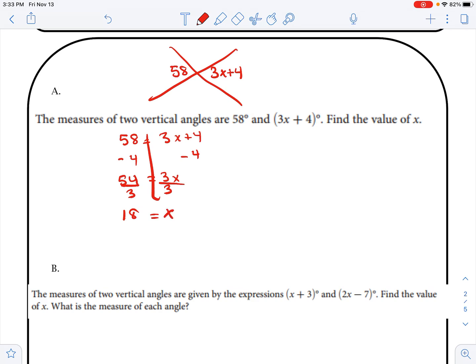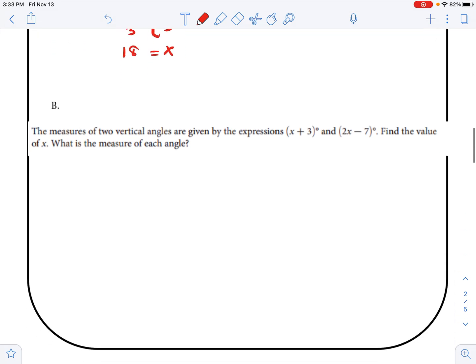Just be careful. It doesn't ask on this, but sometimes they'll ask for the angle. If we go to then B, it says again, two vertical angles are given by the expression. So again, if I were to draw this picture, I could put it up here, x plus 3. It doesn't matter if I put it here, but they're vertical. And again, what we know about vertical angles is that they are congruent.